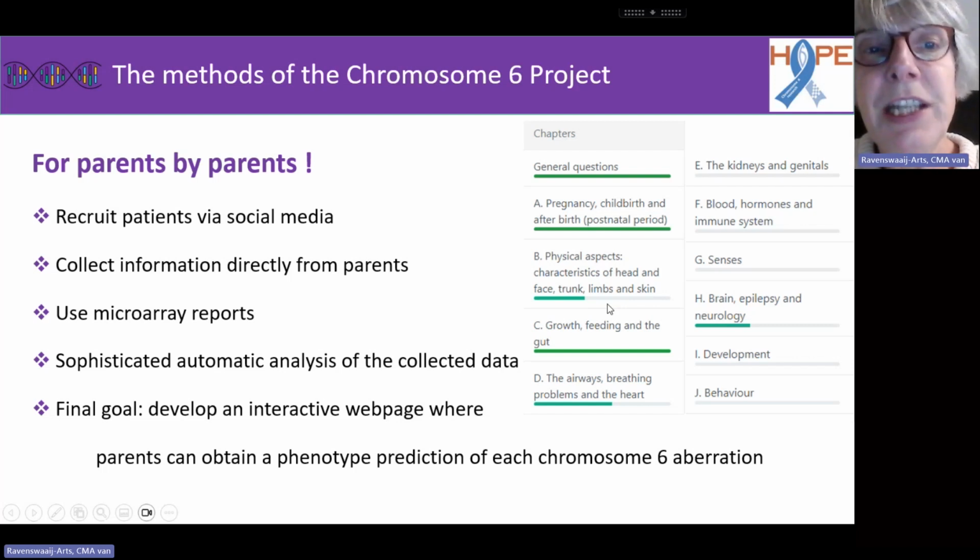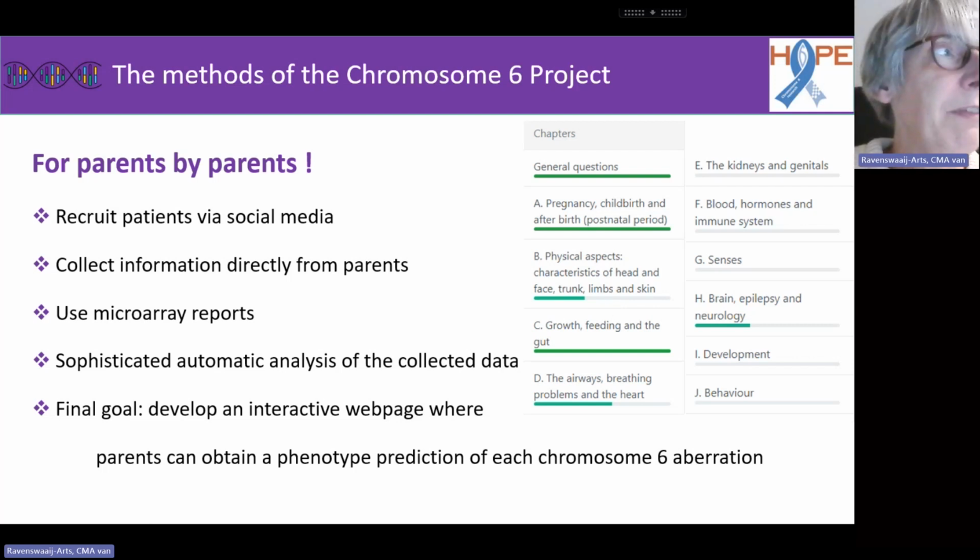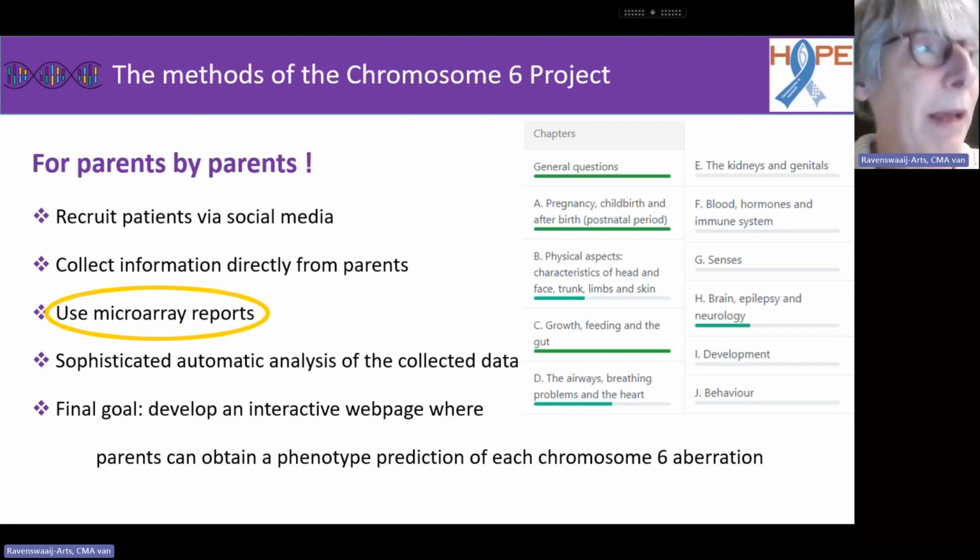This really is a study initiated by and performed with parents. We recruit patients via social media. We collect information directly from parents, and this is done with our multilingual extensive questionnaire. We use microarray reports that have been uploaded by parents. We have worked hard on a very sophisticated automatic analysis of the collected data. It's almost ready to be presented to you. And our final goal is to develop an interactive web page where parents can obtain a phenotype prediction of each chromosome aberration. Now today I will talk about the microarray report.